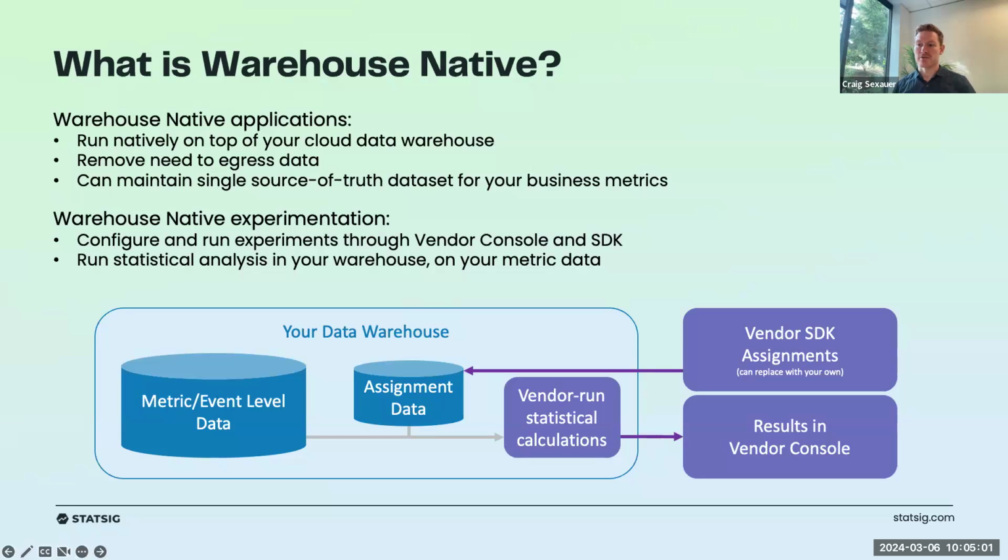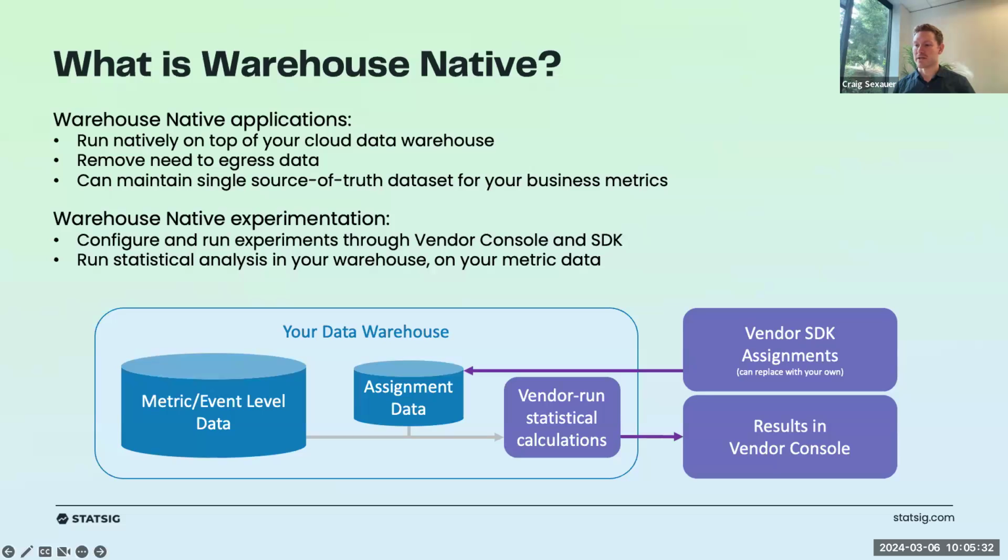This is really valuable for folks who want to maintain a single source of truth for business metrics. So the data that's feeding your dashboards, your business metrics, your pipelines, your ML, is also feeding whatever this application is. Warehouse native experimentation is a subset of this. You generally will configure and run experiments through some sort of vendor console and their SDK for assignments. And then you'll run the statistical analysis for experimentation in your warehouse on your metric data using your compute.